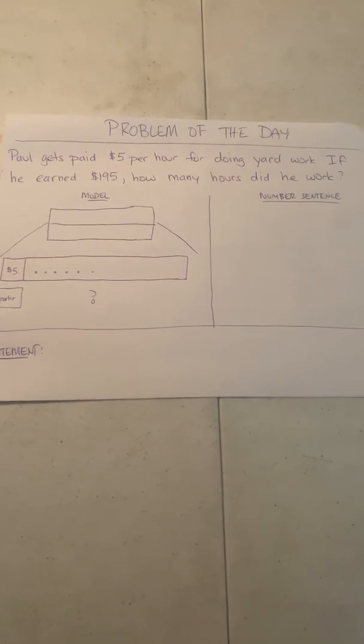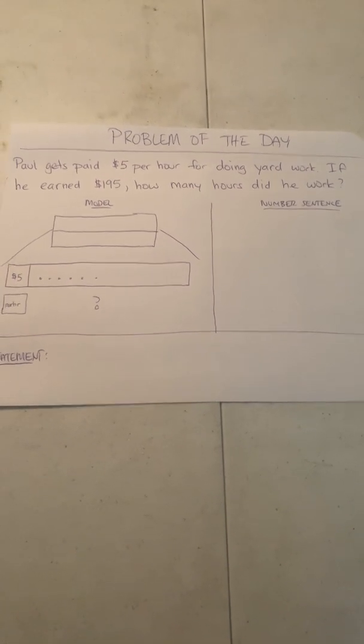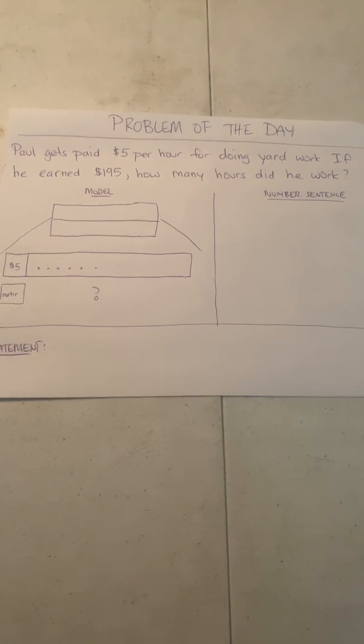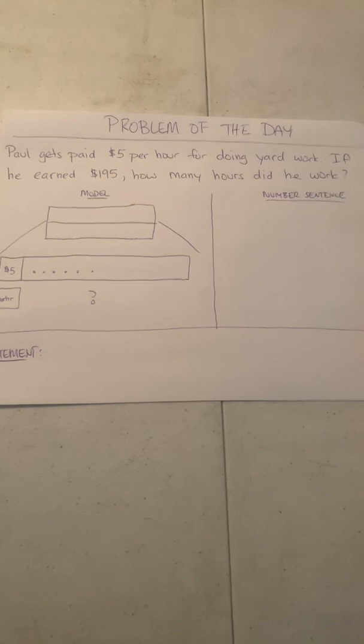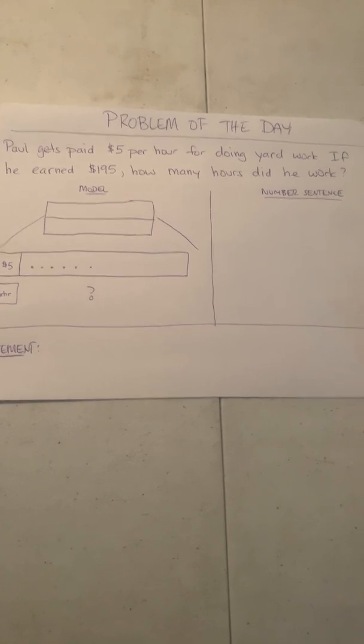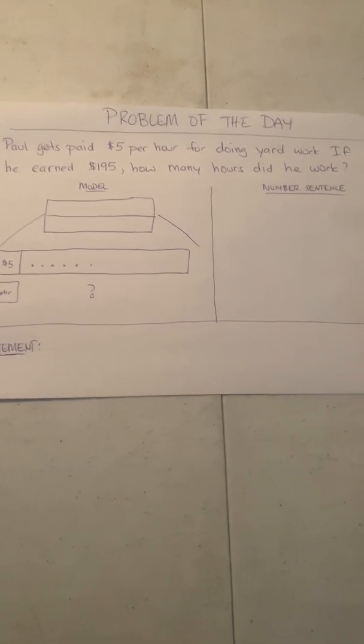Paul gets paid $5 per hour for doing yard work. If he earned $195, how many hours did he work? So first off, I'm just going to kind of understand the problem. I'm trying to find out how many hours Paul worked for how much he's earned.